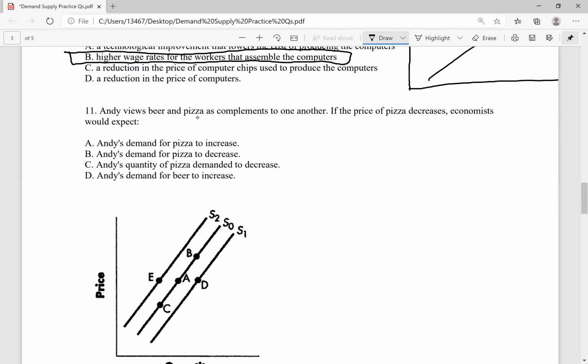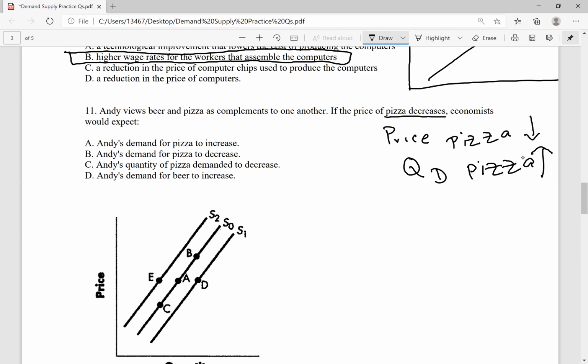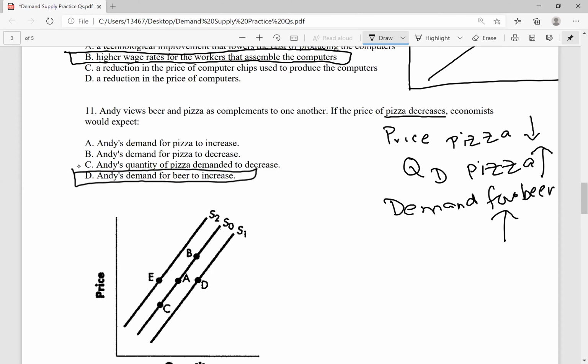Question number 11. Beer and pizza are complement goods. Price of pizza is going down. So I'm going to write here, price of pizza is decreasing. This means the quantity demanded of pizza is increasing, and you are going to consume pizza and beer together. When quantity demanded for pizza increases, the demand for beer also goes up, and the demand curve for beer is going to shift to the right.